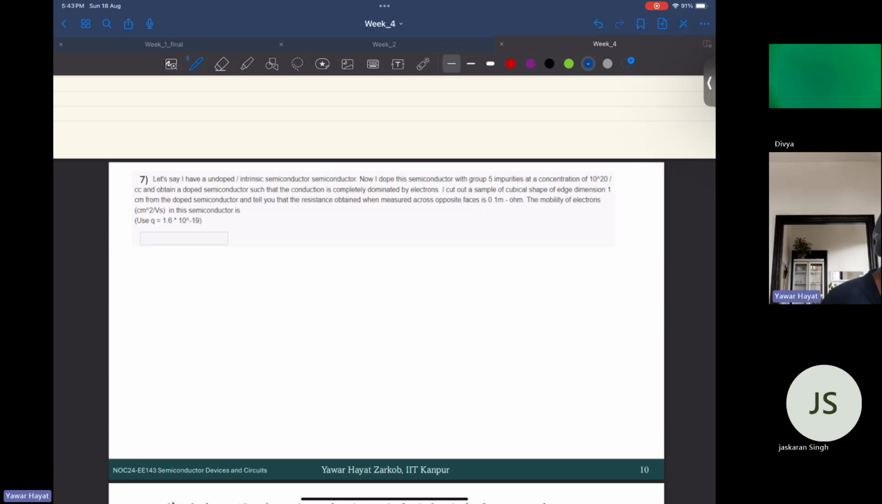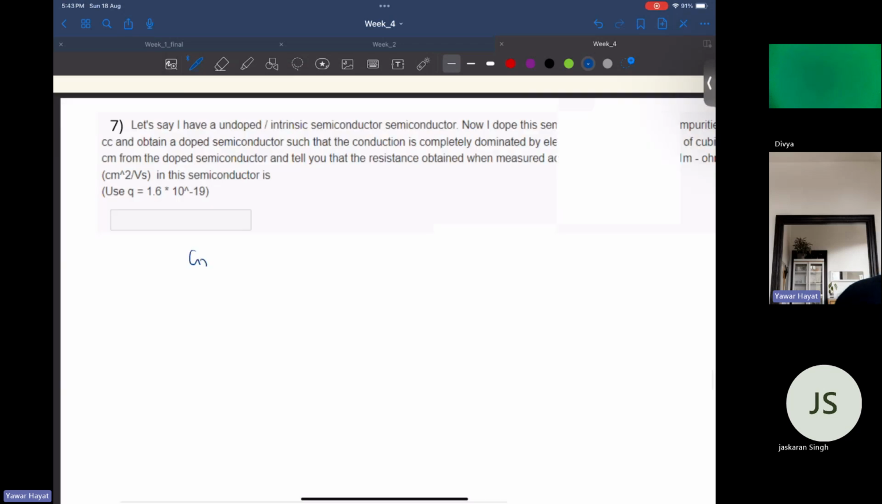So see, since I dope the semiconductor with group 5 impurities, is a group 5 impurity donor or acceptor? It is donor, right? So let me write this, otherwise we'll lose track. So group 5 impurities are donor impurities.